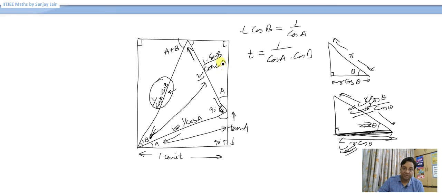Now you see sine B by cos B will become tan B, right? So this is tan B by cos A. So this length is tan B by cos A. Alright. Let me change the color also. This length here is tan B upon cos A. And I am doing nothing apart from this, which was pretty first lecture, basics of first lecture.